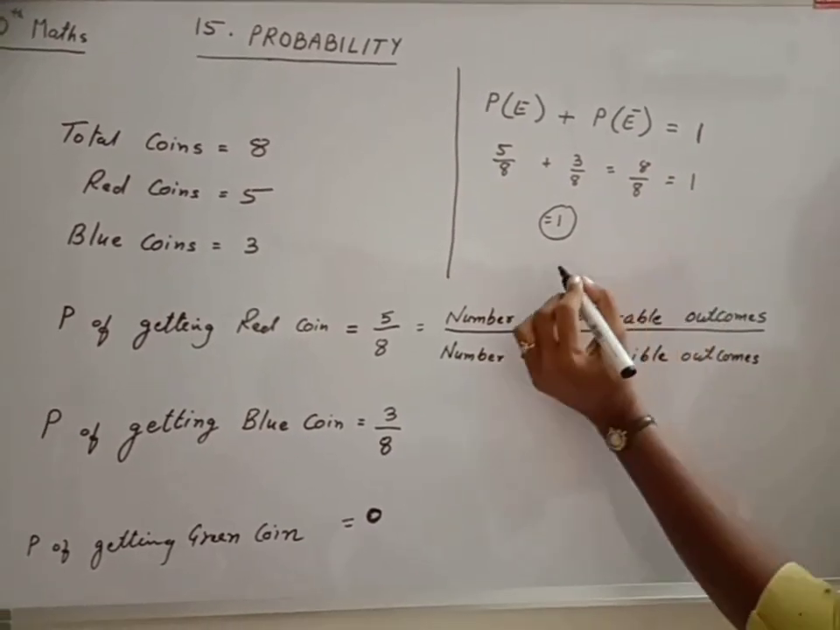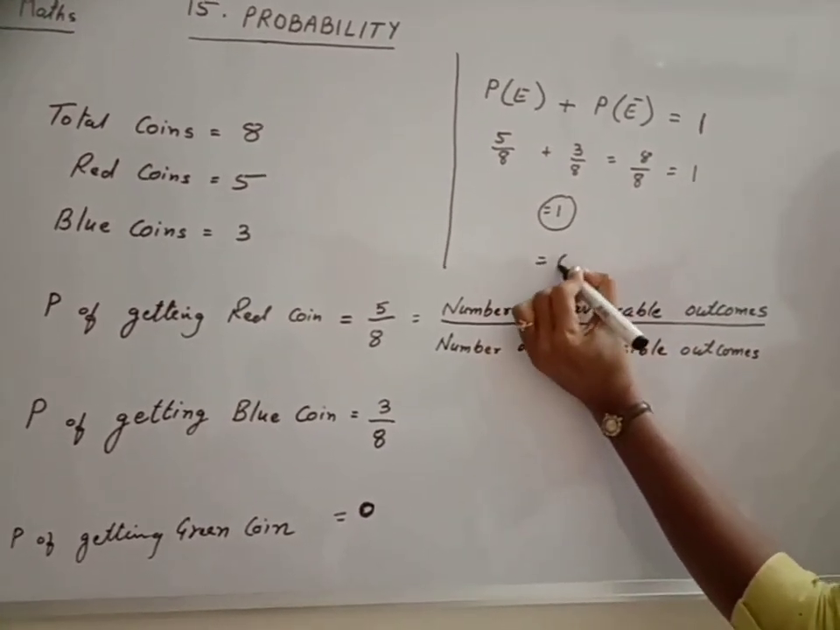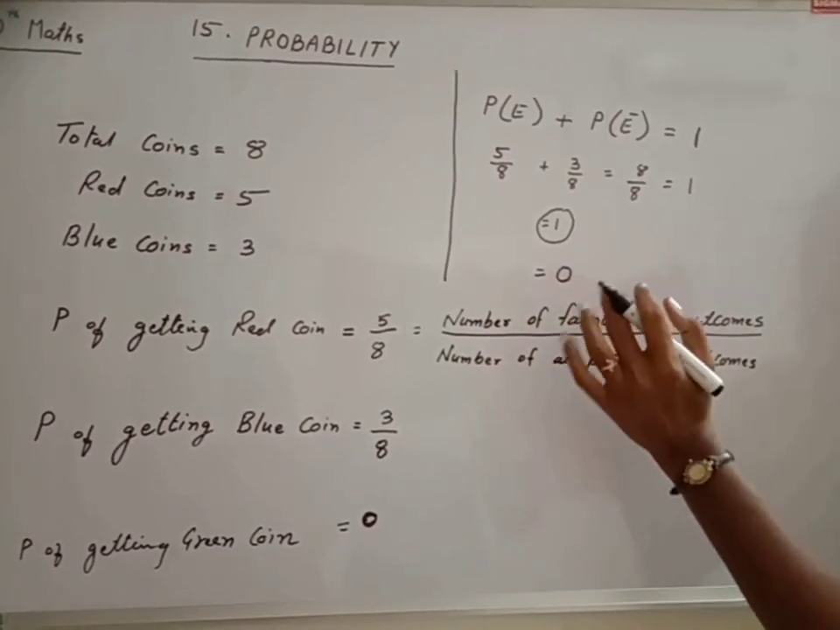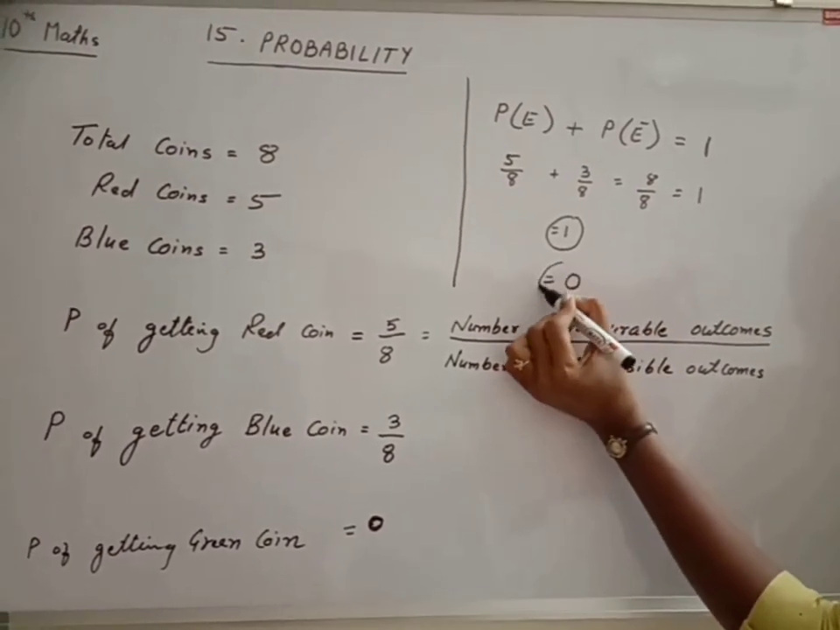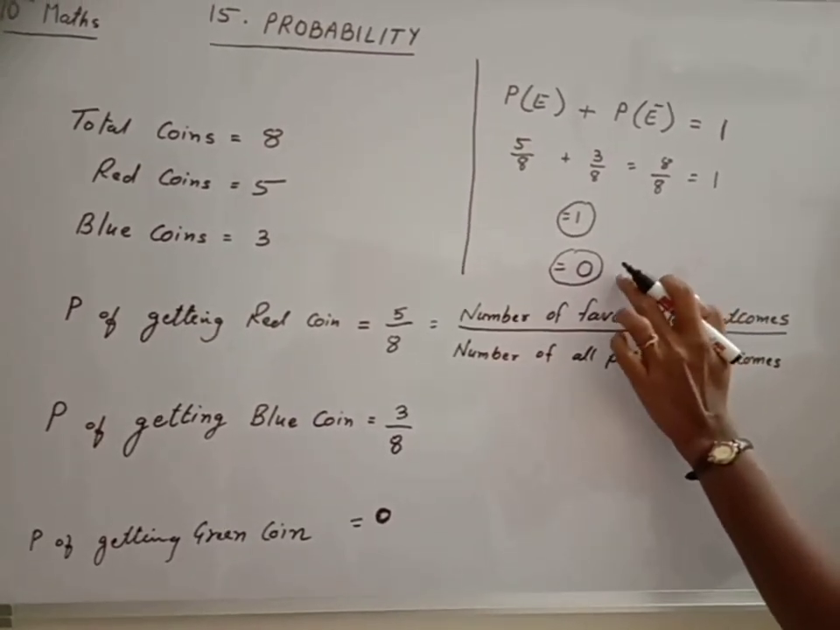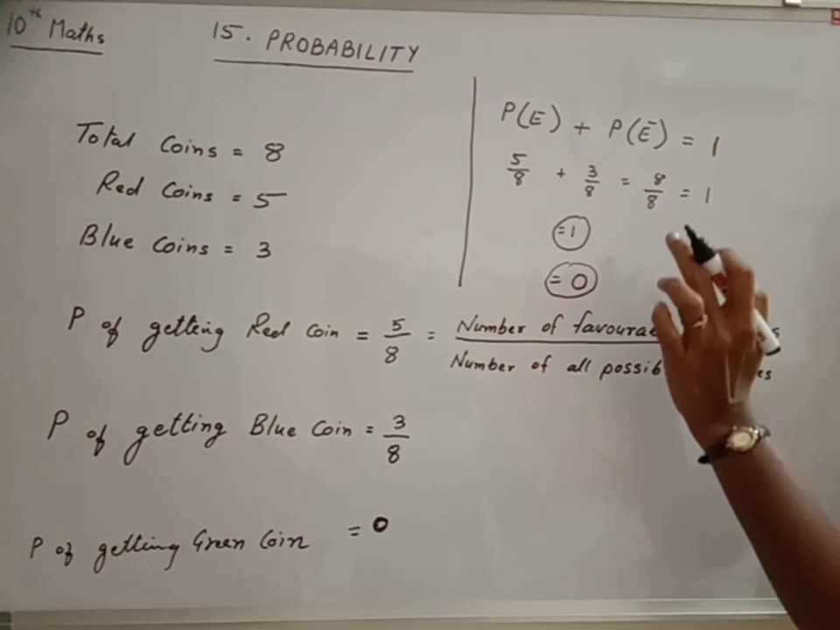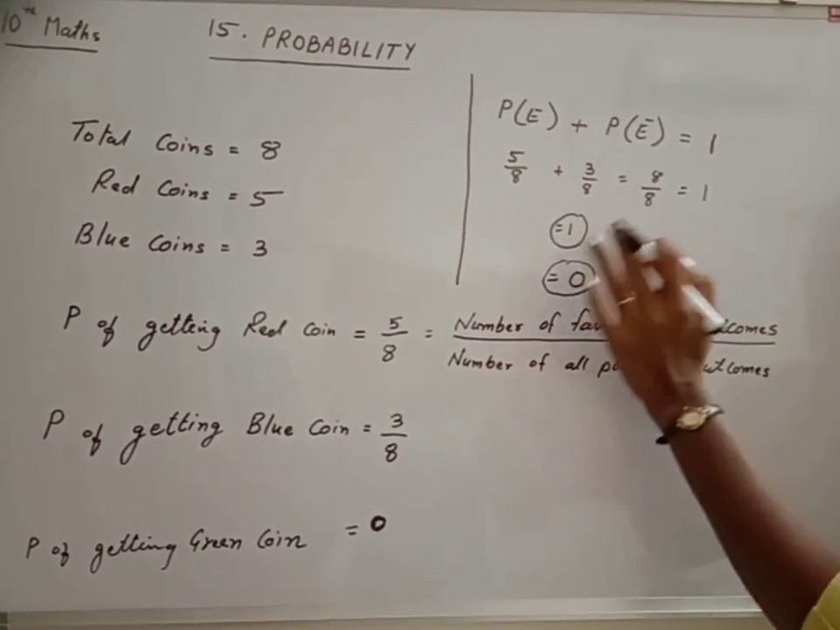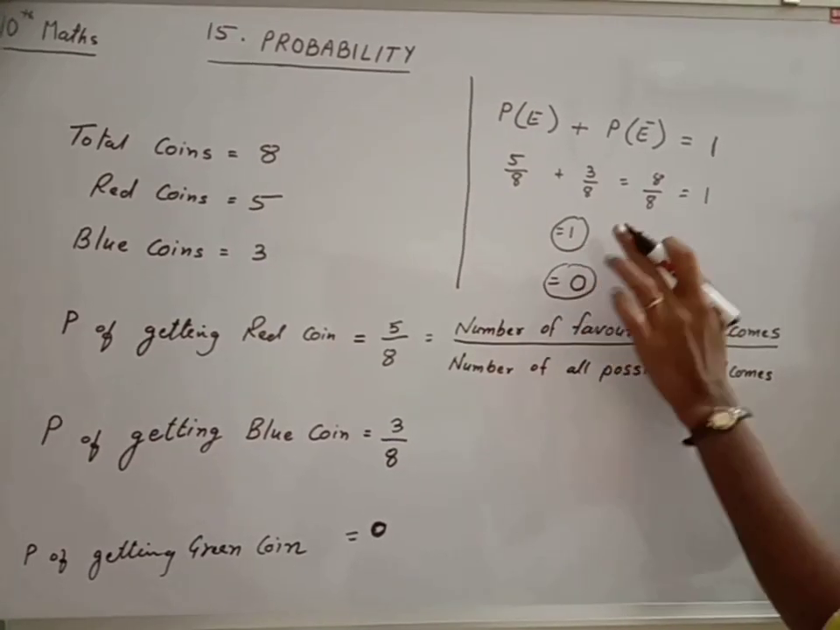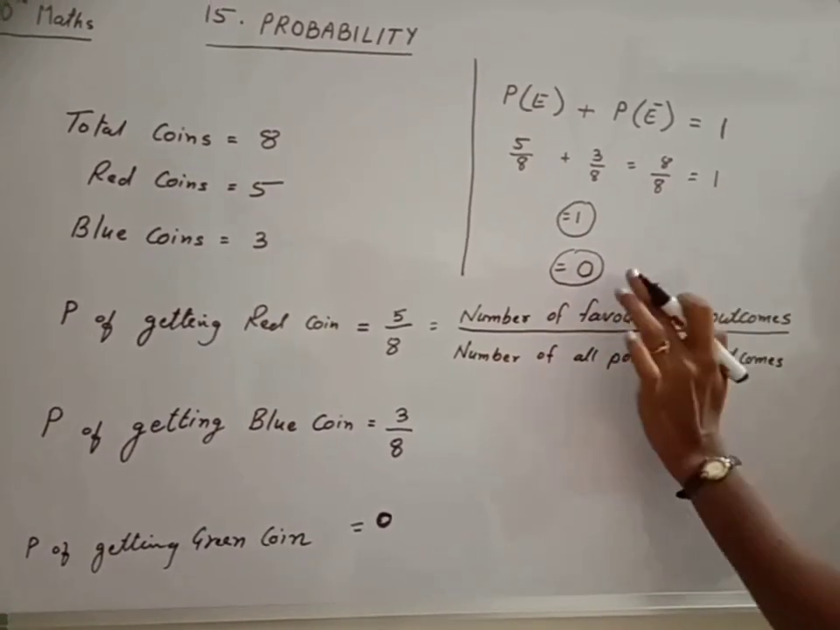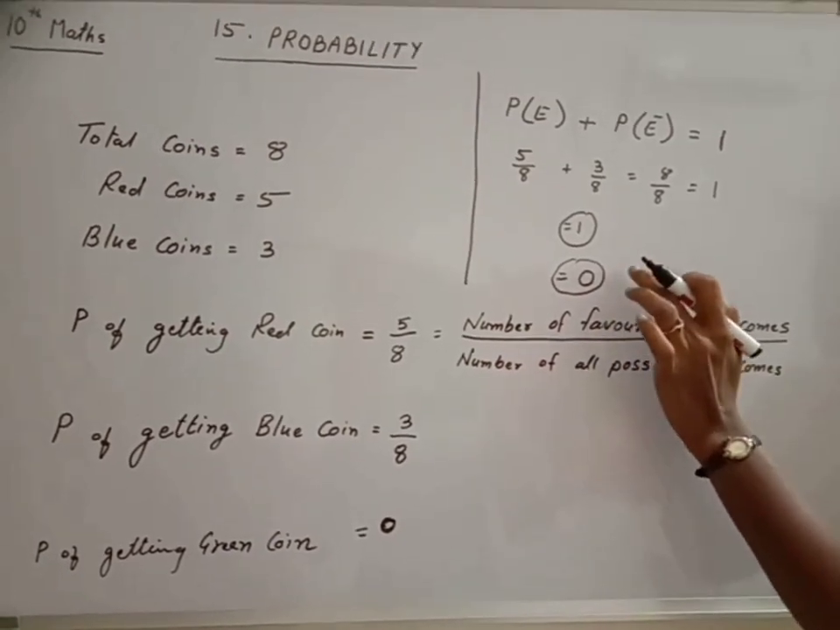Now the probability of an impossible event is always 0. For example, an event which is impossible never happens, so its probability is 0 and such events are known as impossible events. When the probability is 100%, that means the event is sure, it will happen definitely, then the probability is 1. And if it is an impossible event, it never happens, then the probability is 0.